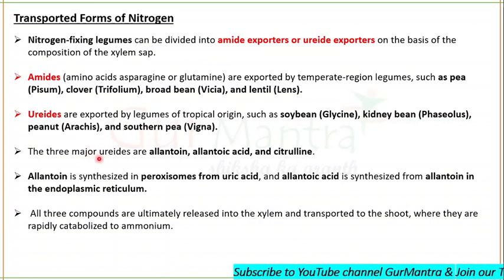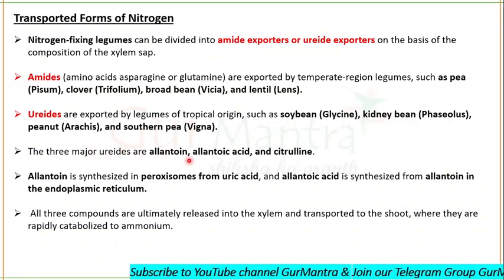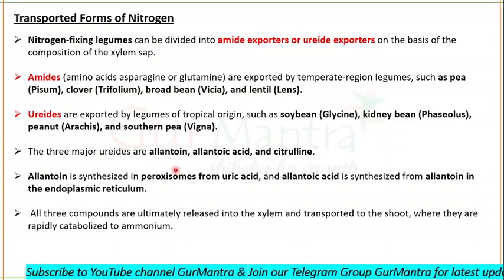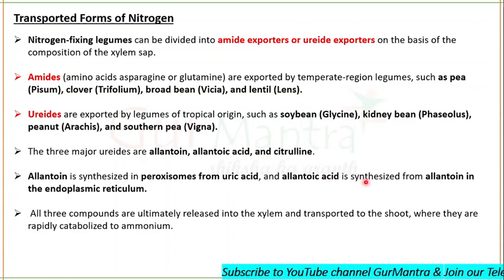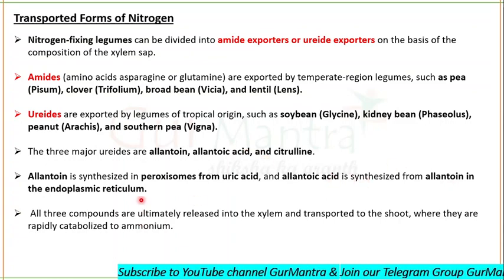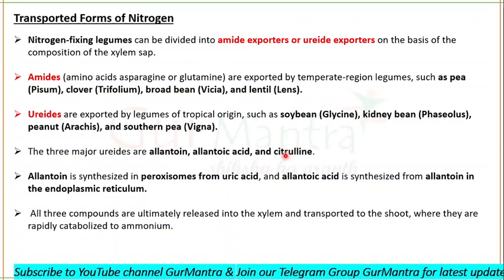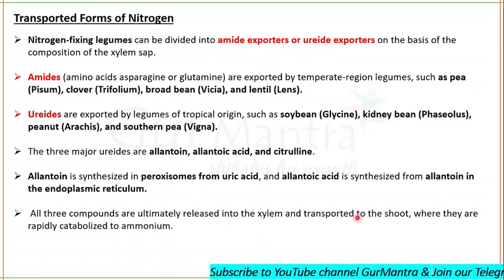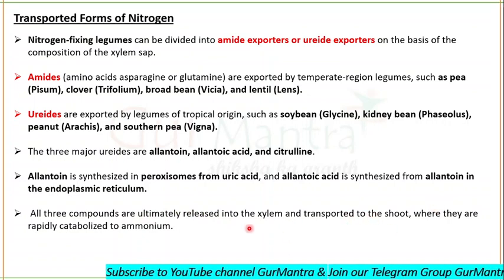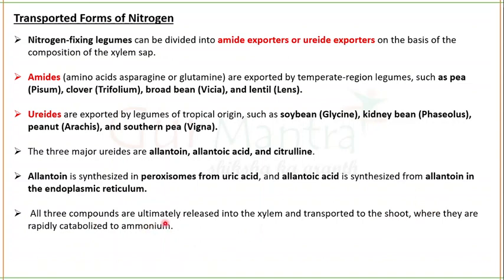And there are three different types of ureides: allantoin, allantoic acid and citrulline. Allantoin is produced in the peroxisome from uric acid. Allantoic acid is synthesized from allantoin in the endoplasmic reticulum, and we are not certain about the synthesis of citrulline. So all these compounds will ultimately be released into the xylem and then transported to the shoot, where they again are catabolized to ammonium.